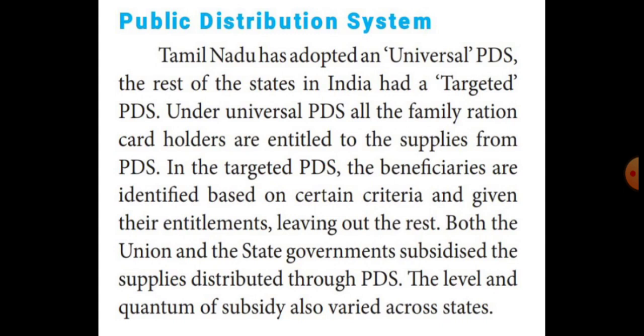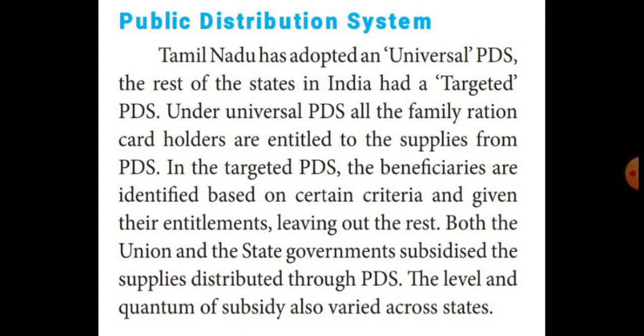Targeted PDS means providing subsidized food to the poor through a network of ration shops. In India, there are two types of PDS, universal PDS and targeted PDS. Tamil Nadu adopted universal PDS, and the rest of the states adopted targeted PDS. Universal PDS means distributing essential commodities at a subsidized rate and price, but targeted PDS means providing subsidized food to the poor people through a network of ration shops.